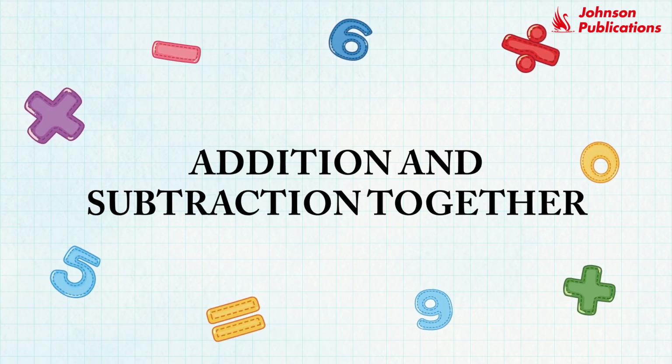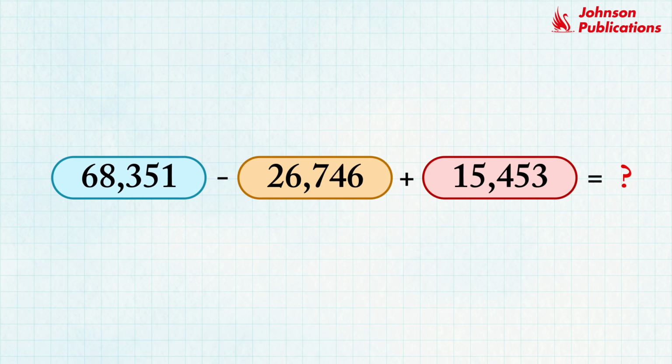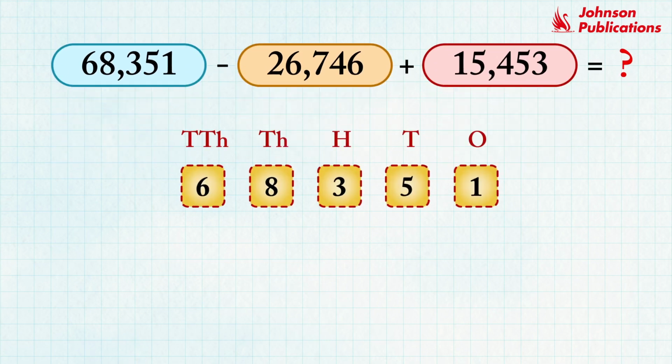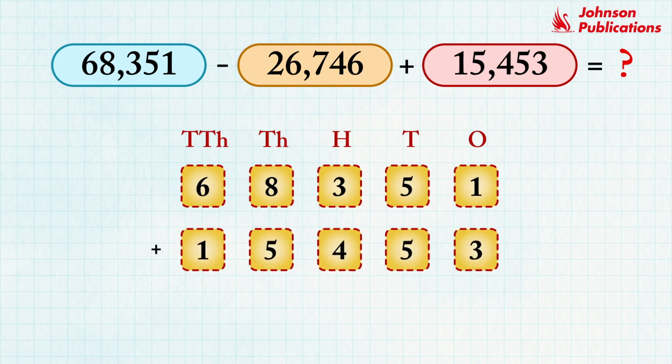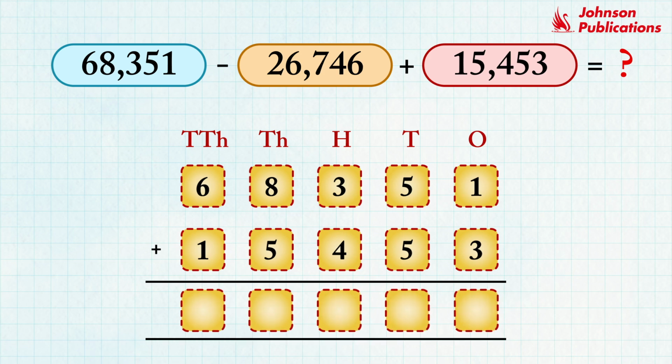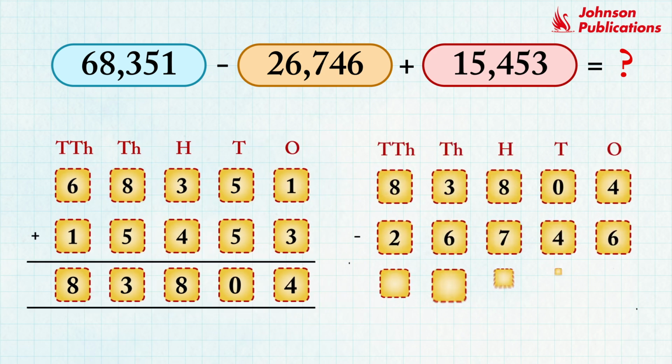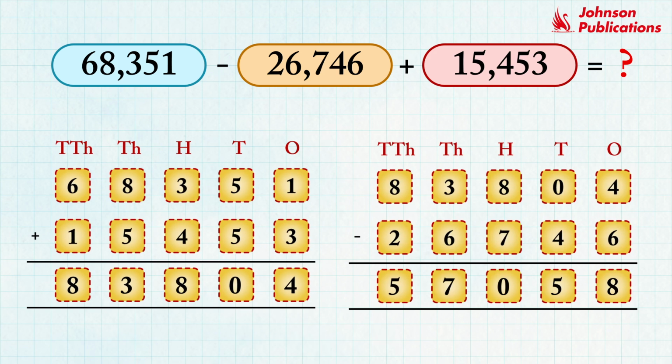Addition and subtraction together. Let us solve this problem that involves both subtraction and addition. First, add 68,351 and 15,453. Then subtract 26,746 from the sum obtained. On adding these two numbers, we get the sum. Now we subtract 26,746 from the sum. The answer is 57,058.